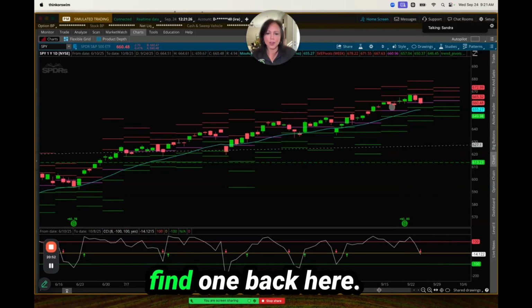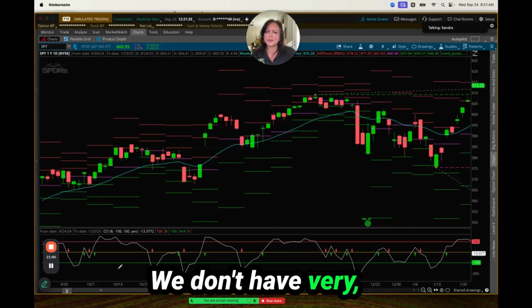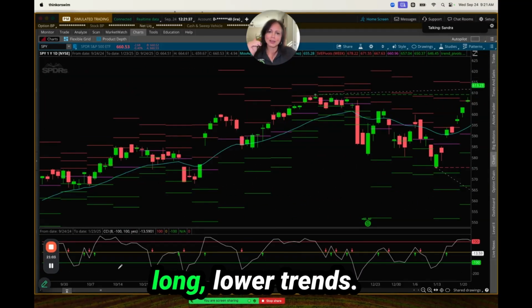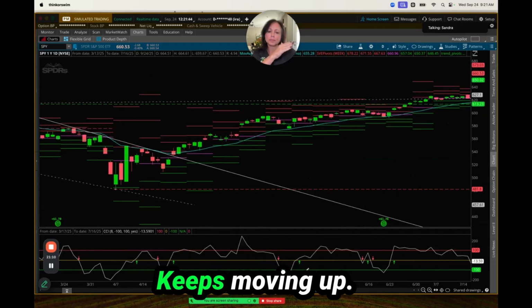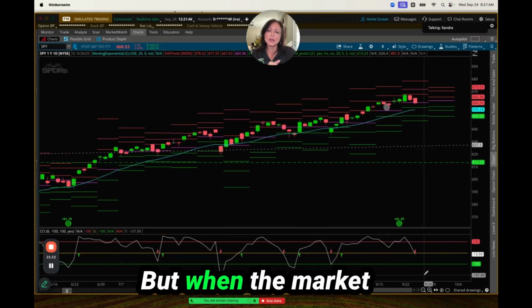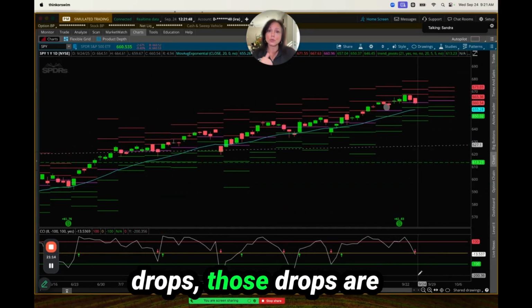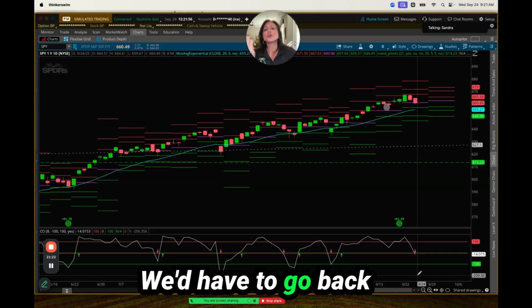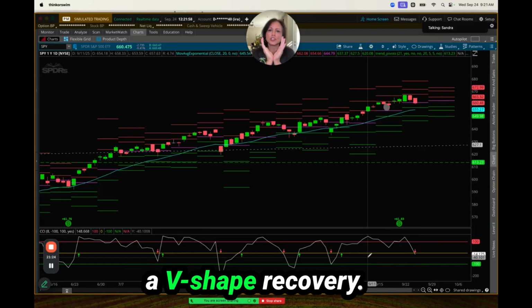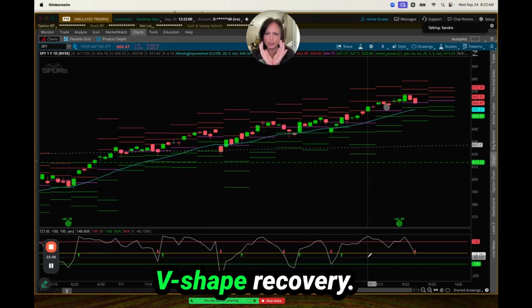Let me see if I can find one back here. We don't have very long lower trends. They say that the market typically keeps moving up. But when the market drops, those drops are fast and furious, but not downtrending. We'd have to go back to even COVID was a V-shaped recovery. Do you remember COVID was a V-shaped recovery?